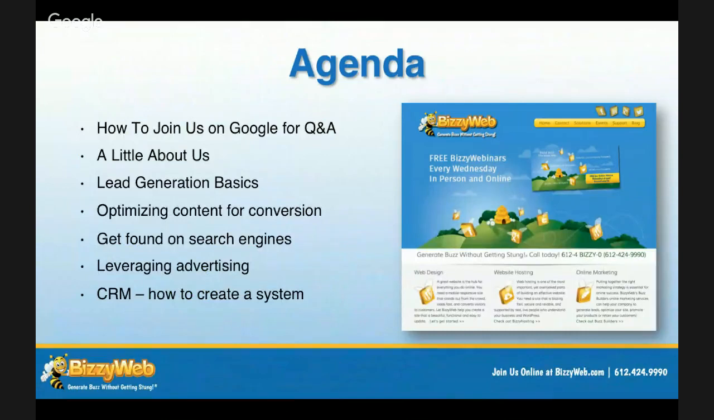First, we're going to talk about how to join us on Google for a Q&A. If you have questions during the event, this will be how to do it. And then we're going to talk a little bit about BizzyWeb and get right into the basics of lead generation. We're going to talk about how to optimize content for conversion, how to get found on search engines, how to leverage advertising to get your market clean and right out to who you need to reach. And then we're going to talk about CRM or customer relationship management and how to create a system to make sure that you continue to connect and reach out to the people that matter most.